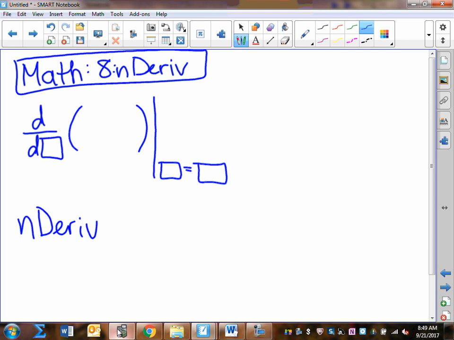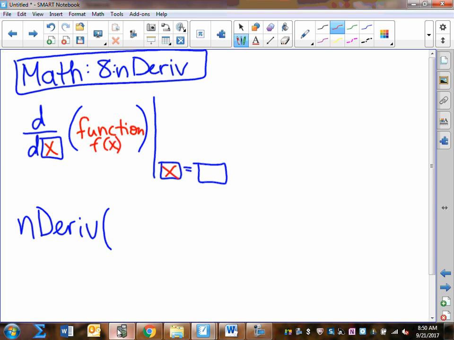So what we do is in our new update, this first box represents what variable we are talking about. So we're going to put in an x. And this box here needs to be that same variable. Okay, so we're taking the derivative with respect to x, at x equal. In our nDeriv, that part comes a little bit later. Now what we put in here is my function, or whatever it is we're taking the derivative of.